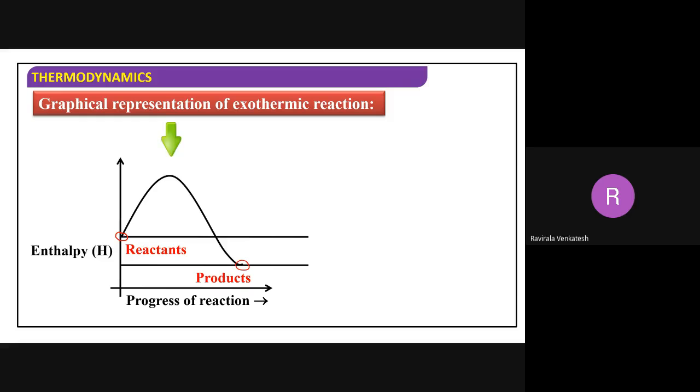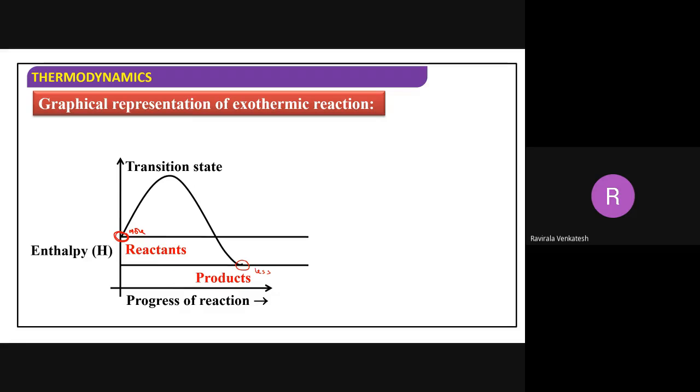This one, which is having more energy, beta? Reactant is having more energy. Products are having less energy. Now, definitely if you substitute the things here, delta H will be negative only.